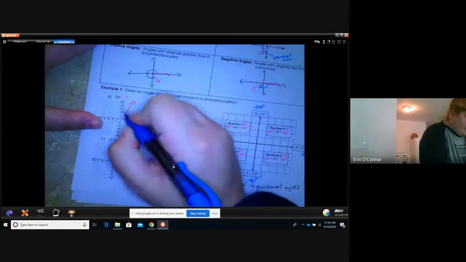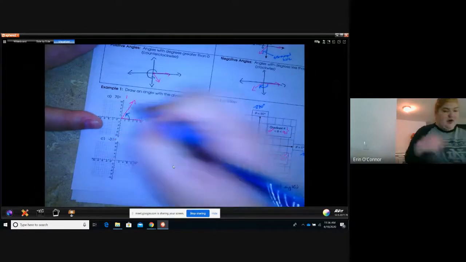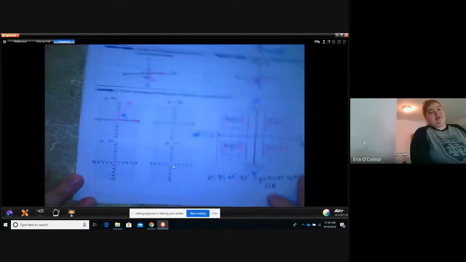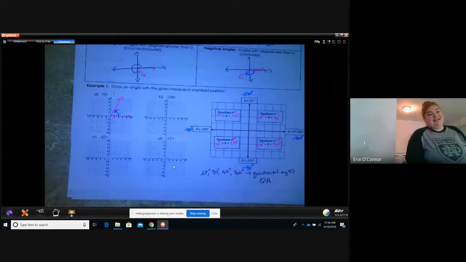And then, because it's positive, we put in the arrow. You always put in the arrow showing which way the angle is going because it could be positive or negative.